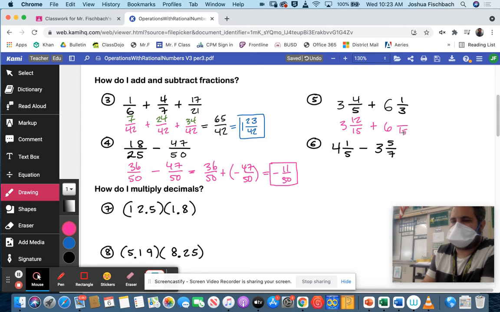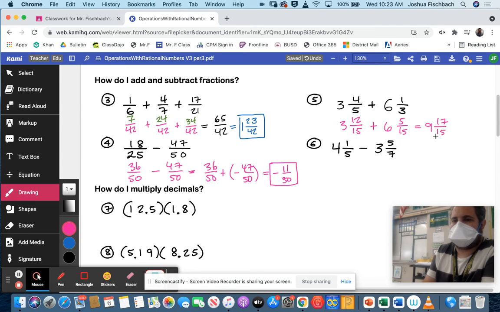3 times 5 is 15. 1 times 5 is 5. Equivalent ratio to 1/3 is 5 15ths. You can leave it as whole in parts and deal with that as whole in parts. So 3 wholes plus 6 wholes is how many wholes? 9. 12 15ths plus 5 15ths is how many 15ths?